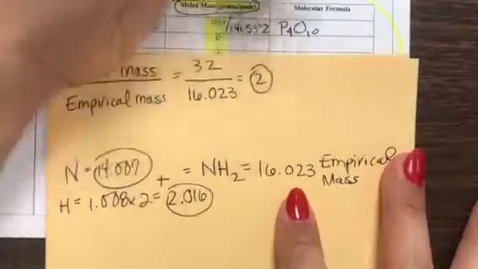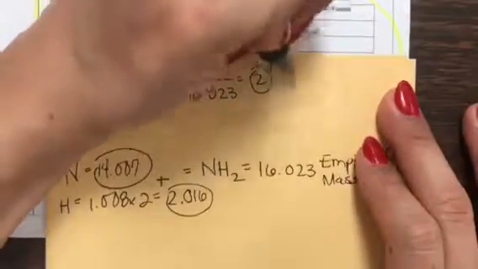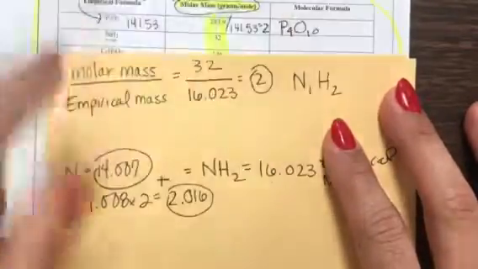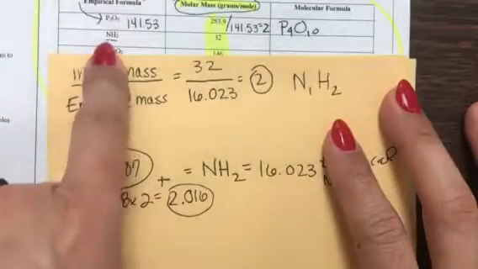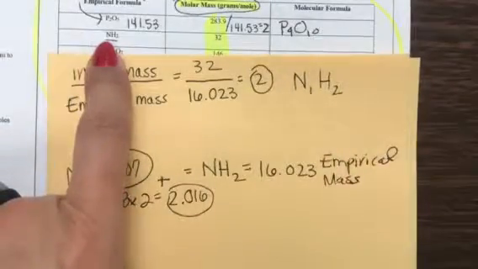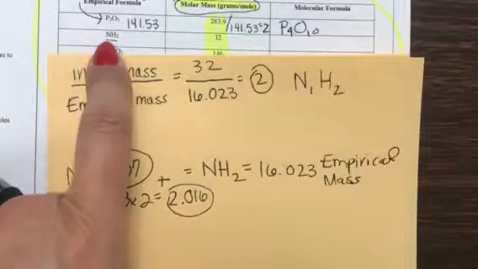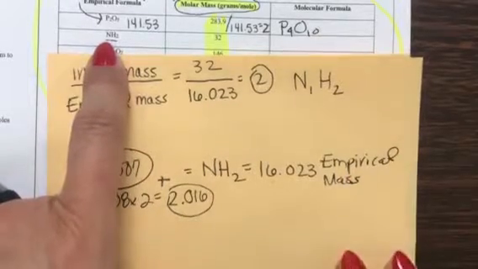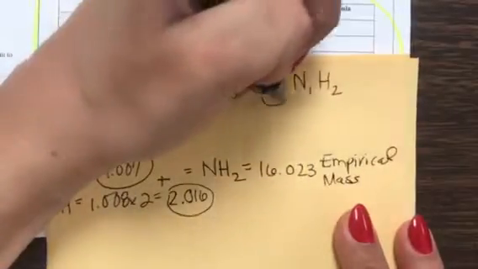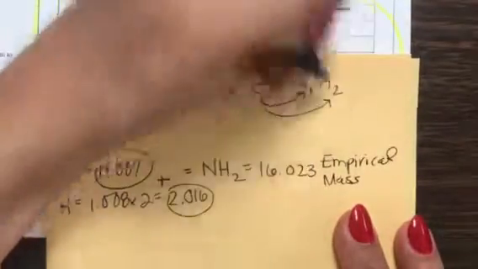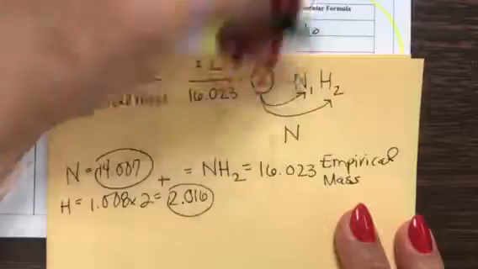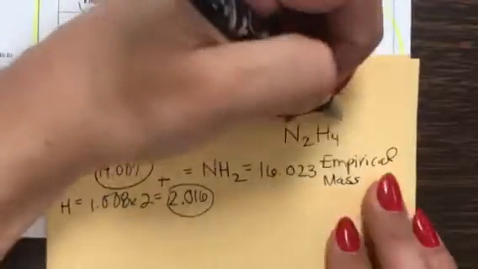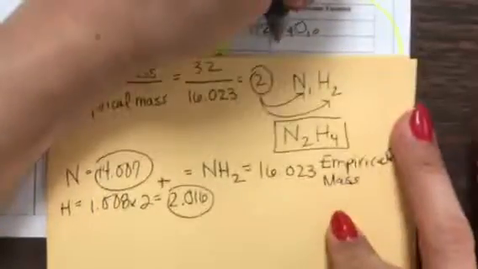Okay, there's your multiplier. So let's do this. So the original empirical formula was 1 nitrogen and 2 hydrogens. Just look at the problem. Just because it does not have a subscript 1, you know there's 1 nitrogen because you can see the N, the symbol represents a nitrogen atom. So multiply this by each subscript to get new subscripts. 2 times 1, 2 times 2. This is your final answer.